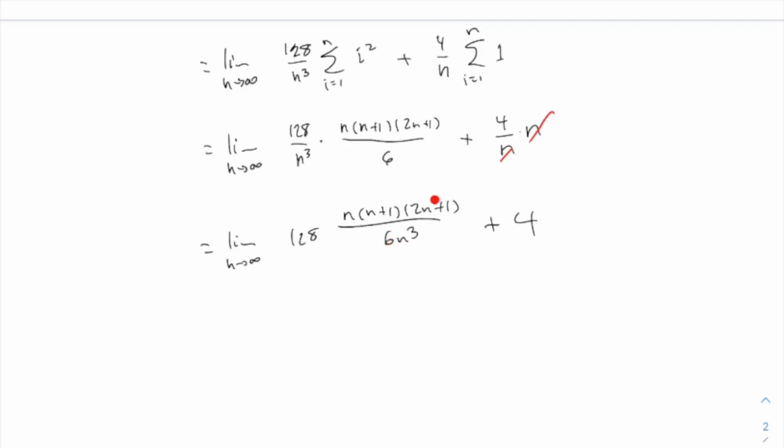And on the top, I'm not going to bother multiplying this all out, but the coefficient will be 2 on the front because you have this 2 here. The n cubed term on the top will be n times 2n.